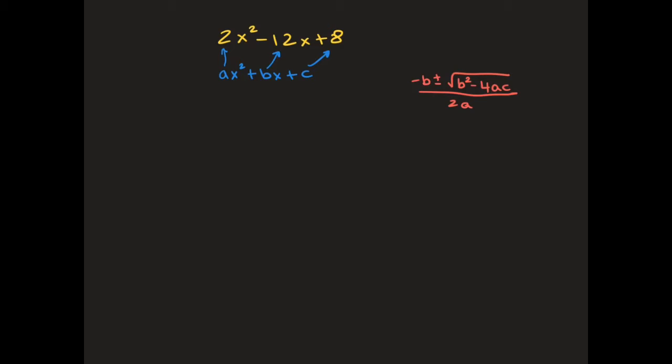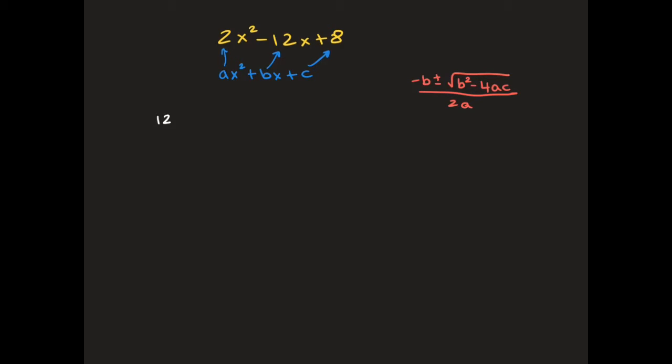So we've got minus b plus or minus square root of b squared minus 4ac, divided by 2a. Now we've got all the a, b, and c values. All we have left is just plugging it in and then simplifying. So minus b. Our b is negative 12. So minus of minus 12 is positive 12.